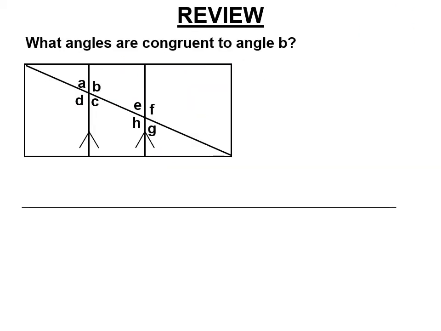Which angles are congruent to B? Now this is a transversal. That is a line, in this case a line segment, that is crossing two other lines, in this case line segments, but it's the same thing. And in this case the transversal is crossing parallel lines. When a transversal is crossing parallel lines or cutting parallel lines, there are patterns.